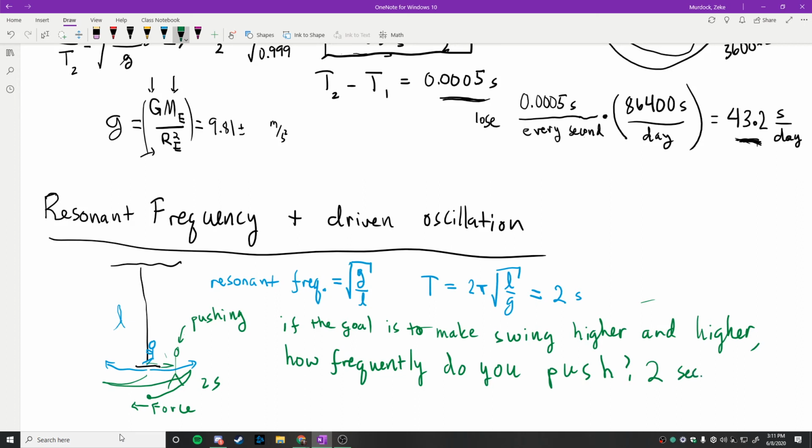And that will guarantee that the person continues to go higher and higher and higher. We call this phenomenon driven oscillation, where you have an external force that's forcing the system to oscillate, and when you drive the person with a force at the resonant frequency, or natural frequency, of the system, then you guarantee bigger and bigger amplitudes with every single swing. You're constantly inputting energy into the system at just the proper rate, so that the person gains amplitude. And this is easy to do, right?